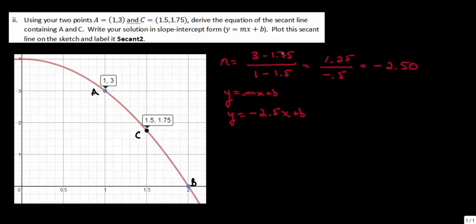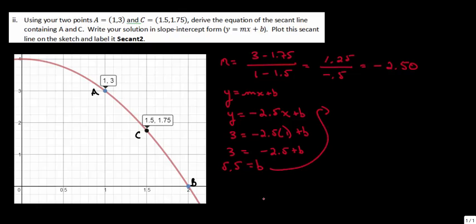And now what we'll do is we'll take one of our points, it doesn't matter which one, probably easiest to grab the point A. We'll plug in 3 for the y value, 1 for the x value, and we'll solve this. So our intercept value is 5.5.